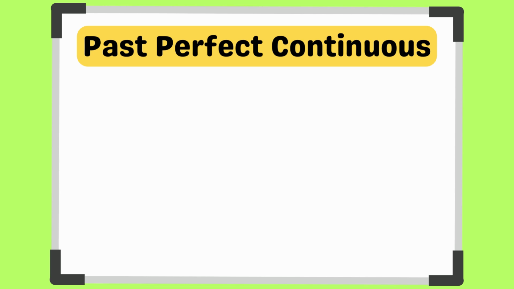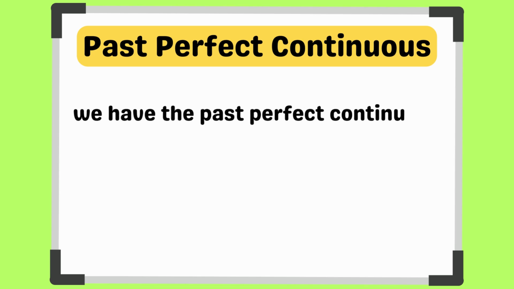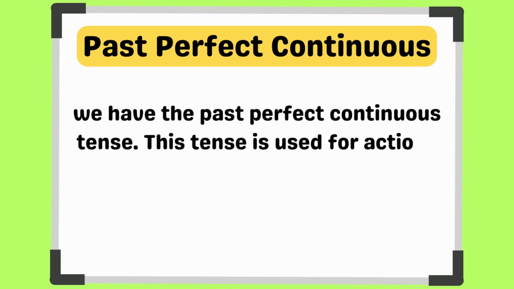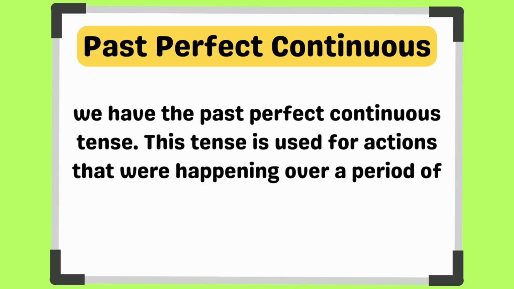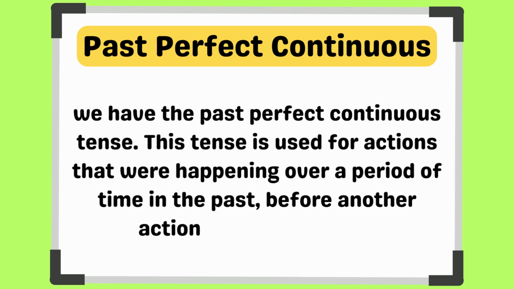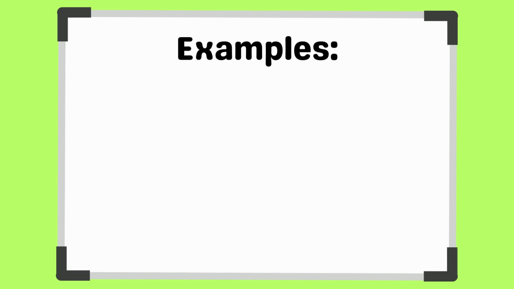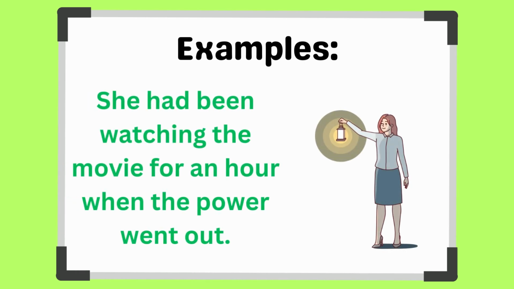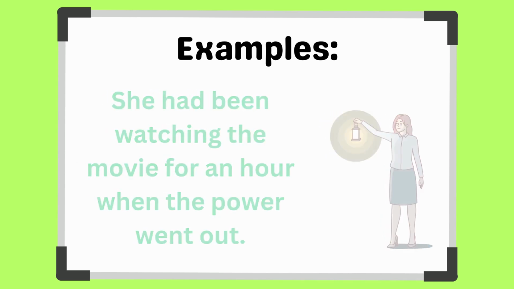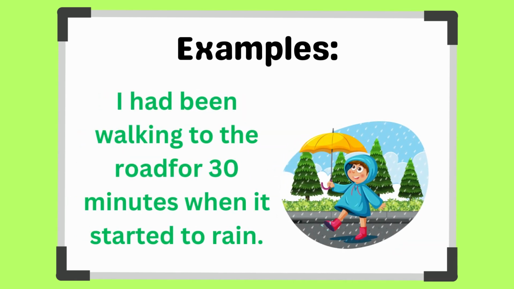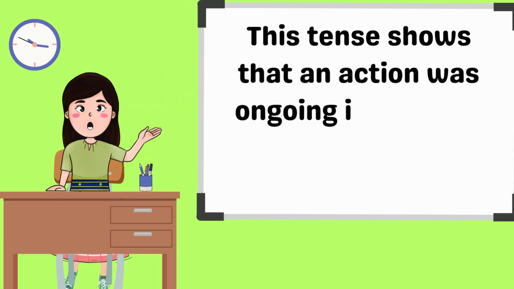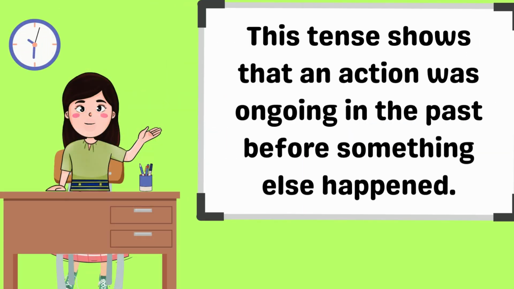Past perfect continuous. We have the past perfect continuous tense. This tense is used for actions that were happening over a period of time in the past, before another action. The structure is: subject plus had been plus verb, base form plus ing. Examples. She had been watching the movie for an hour when the power went out. I had been walking on the road for 30 minutes when it started to rain. This tense shows that an action was ongoing in the past before something else happened.